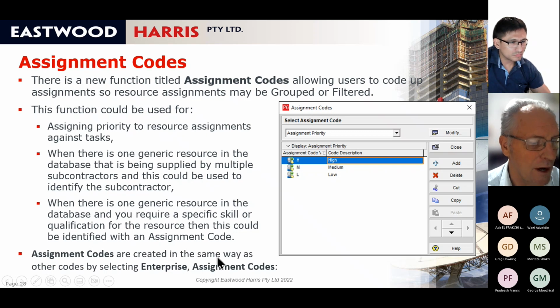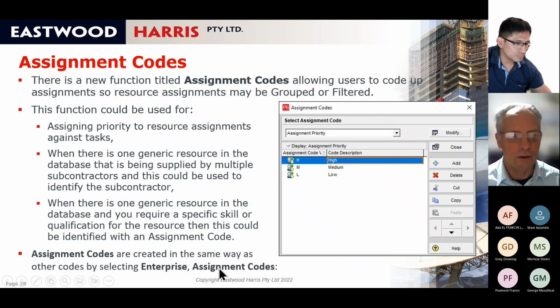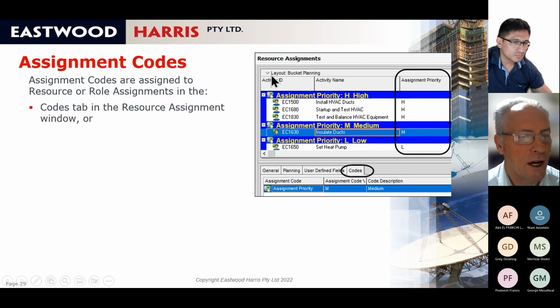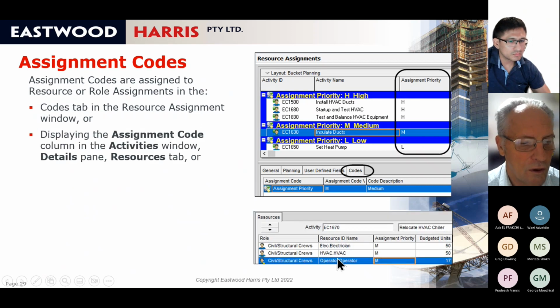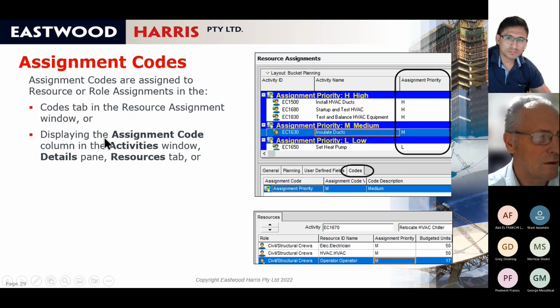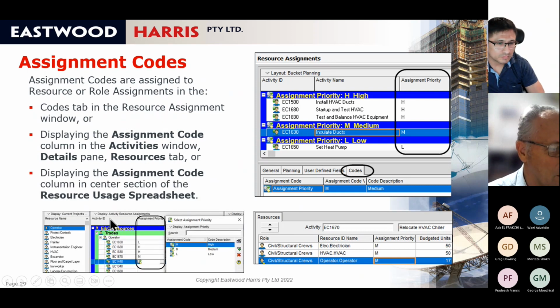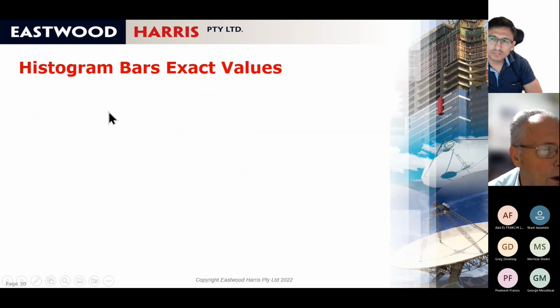Assignment codes are created in the same way as other codes like resource codes and activity codes. You just go to enterprise assignment codes and create them like this. Assignment codes can be assigned when you assign resources. You can see them displayed in the resource assignments. You can see them in a number of different places in the software. So once you've assigned them, you can see them all over the place, in resource views and anywhere you go to see resources.